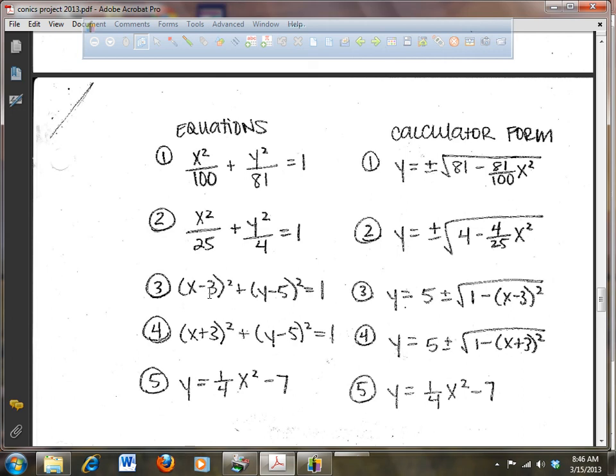This one has a shift. So this would be a circle, right? With a radius of 1 with the center at 3, 5. This would be another circle. This would be a right side up parabola. What is this right here?